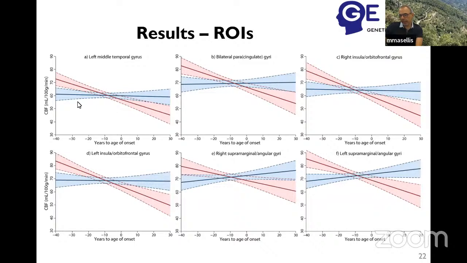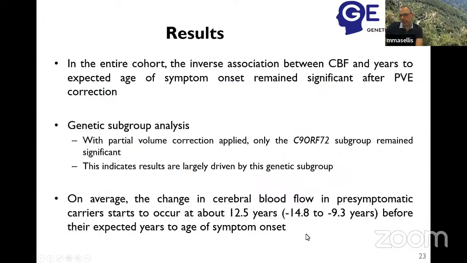When we plot the cerebral blood flow in carriers in red and in controls in blue, what we see is that initially the carriers had higher perfusion many years before their expected age of symptom onset, but you can see that the slope of reduced blood flow got worse more quickly in these patients as they approached their years to expected age of onset. And we saw this relationship in all 6 regions of interest.